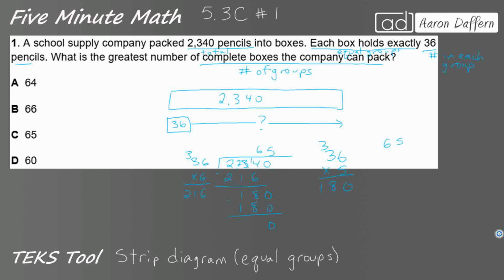And if you want, you could double check your work like this. You would get 14, and that's going to get your 3. All right, so 2,340, it all checks out. Our answer is C.